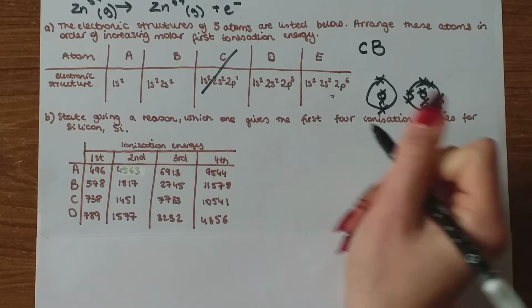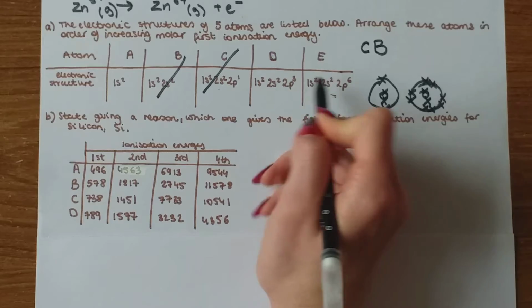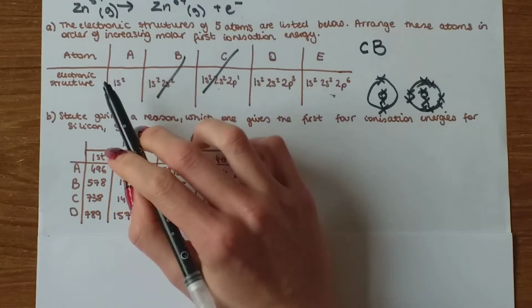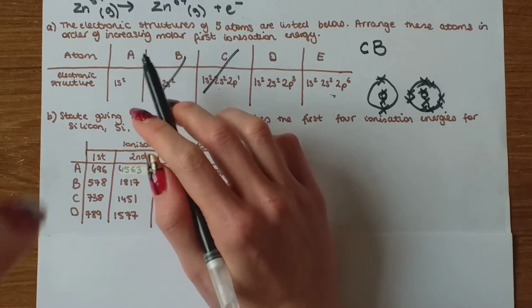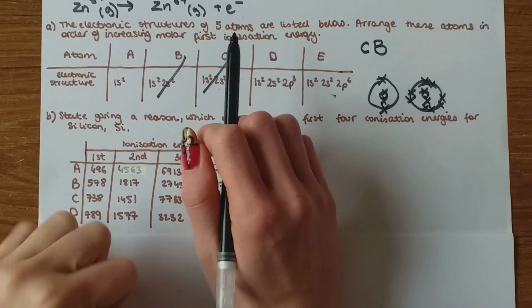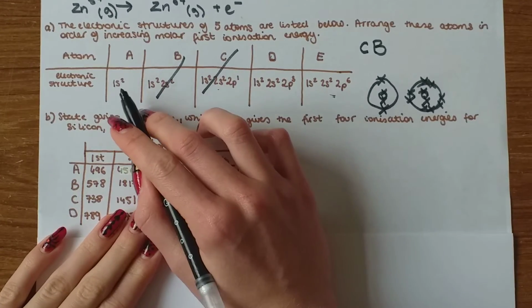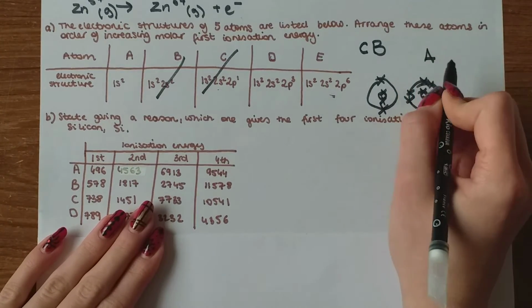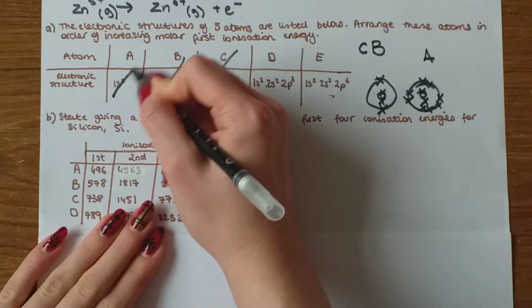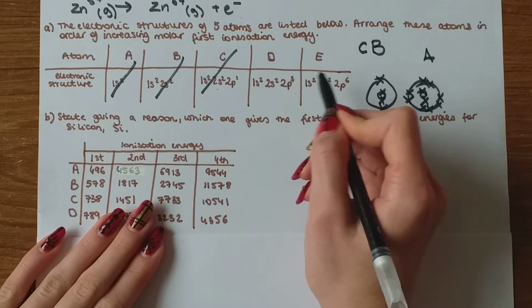We've got next A, D and E. As you can see, A has the least amount of shielding. It will hold the electrons very closely. Therefore, we can straight away put A as the strongest first ionization energy. This leaves us with D and E.